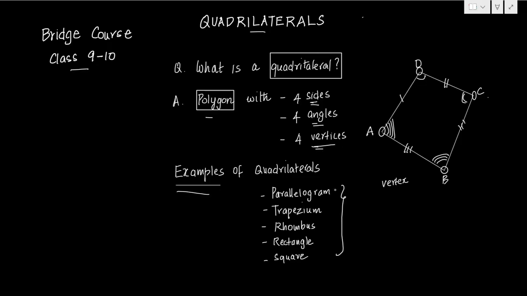Take a parallelogram. Parallelogram has 4 sides. Trapezium has 4 sides. Rhombus has 4 sides. A rectangle also has 4 sides, and so does a square. Similarly, they also have 4 angles, and they all have 4 vertices or 4 corners. So in this video, we will not be talking too much about all the quadrilaterals, but we will be focusing our attention mostly on the parallelogram.